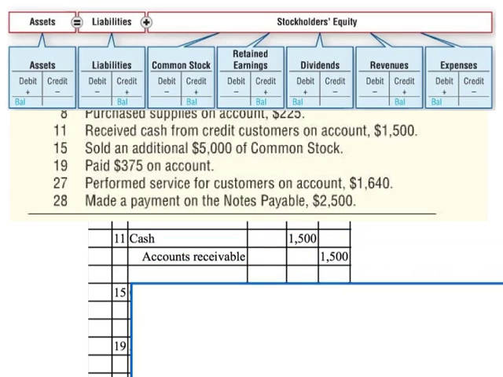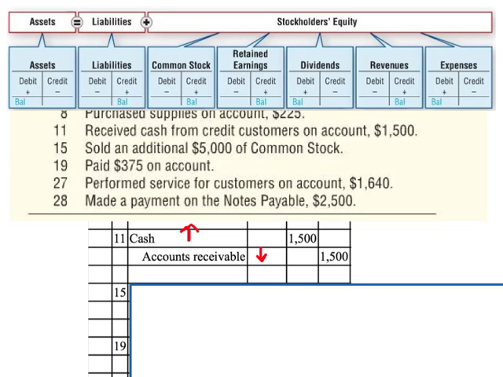So we'll go ahead and move that down. So we will debit cash, which has the effect of increasing our cash account, which is an asset. And we're going to credit our accounts receivable, which is also an asset, but that will decrease that balance. So that's good. Let's look at the 15th.